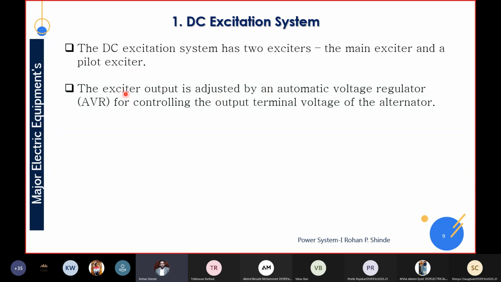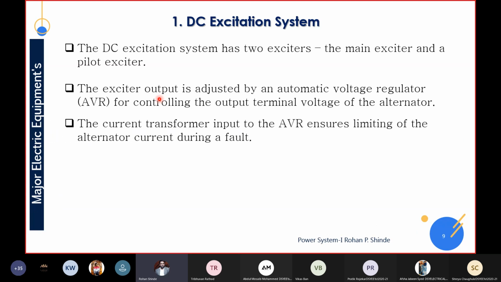In the DC excitation system the output is adjusted by the AVR. How is it adjusted? By controlling the output terminal of the alternator. The alternator is there, and the output of the alternator is connected to the load. With the help of this AVR we can control the output terminal voltage of the alternator. In this way the AVR is adjusting, controlling or regulating the exciter output.